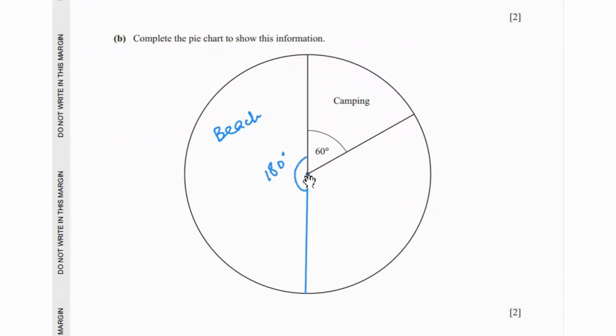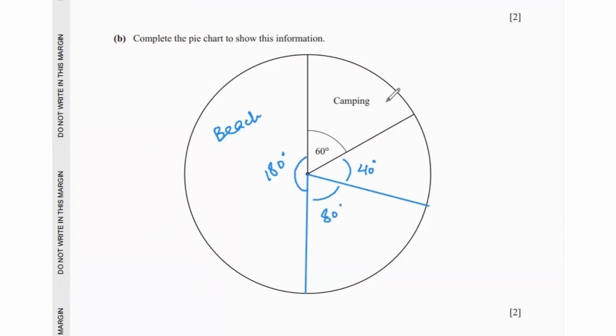So you'll put your protractor over here, and mark where the 80 degrees comes and the 40 degrees. And then you will be able to correctly identify the angles for the different types of holidays. So 40 degrees and, actually no, so this would be 40 degrees and this would be 80 degrees.